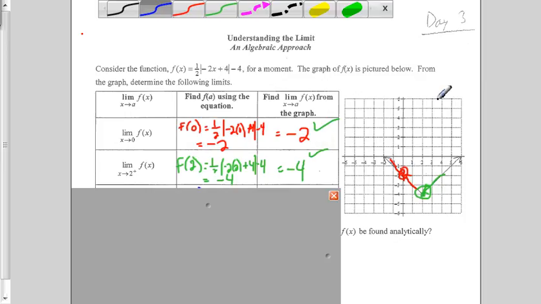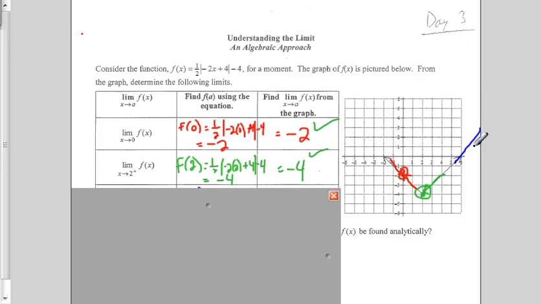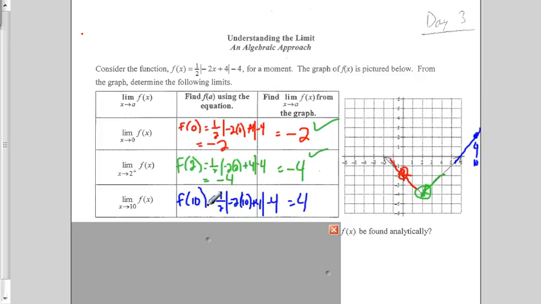Next one asks me as x approaches 10. Well, that's off the graph. This keeps going up here. We'll say 10. So it looks like it keeps going up, up, up. And this value looks like it's going to be probably up here. It looks like it's going to be at 4. So when x is 10, we're going to get 4. Let's substitute in: negative 2 times 10 is negative 20, plus 4 is negative 16. Absolute value of that is positive 16. Half of that is 8, minus 4 is 4.